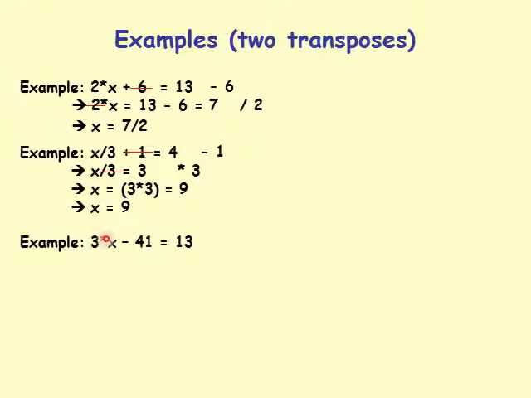Let's do 3 times x minus 41 equals 13. First we transpose negative 41 to the right, and it becomes positive 41. 13 plus 41 is 54. That means 3x is 54. Now the 3 multiplied by x, we transpose to the right, and it becomes divided by 3. So we divide by 3, and 54 divided by 3 is 18. That means x is 18.